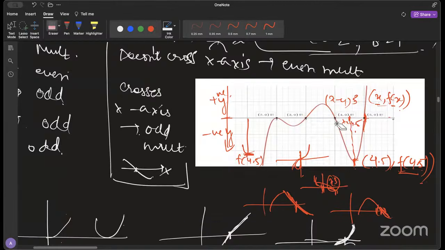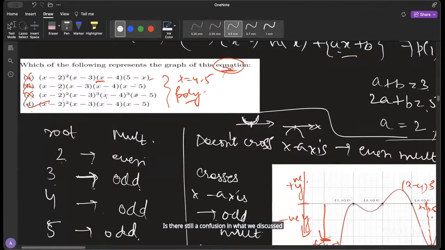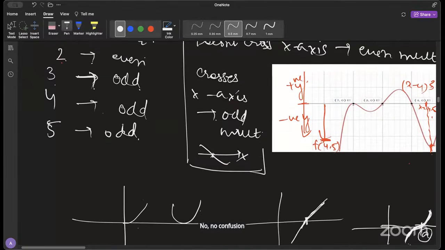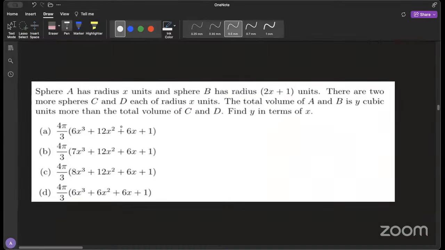Is it fine? Is there still a confusion in what we discussed about this third option being incorrect? Oh, no confusion. Then we have this one.